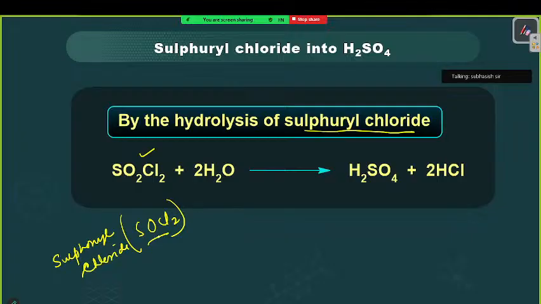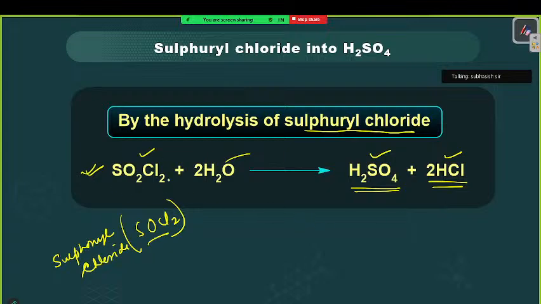Thionyl chloride is SOCl2, that does not produce sulfuric acid on reaction with water, but you have to know this is sulfuryl chloride, SO2Cl2. When it reacts with water, it produces sulfuric acid and hydrochloric acid. These are again the two important acids produced in the same reaction.